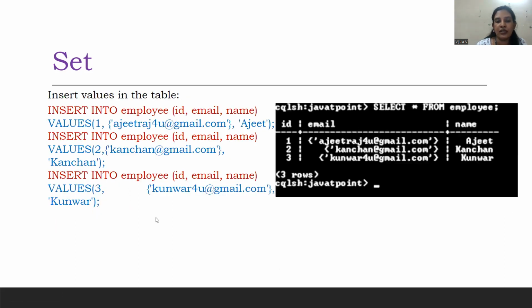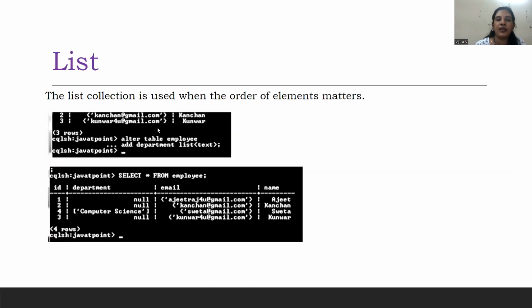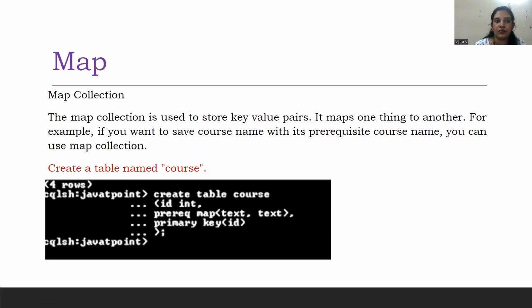This example is to insert the employee details. That is, they have the employee ID, email, name, etc. And the next one is list. The list collection is used when the order of elements matters. So probably if it has to be arranged in a register number order, then list can be used.